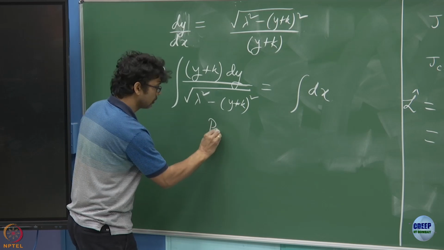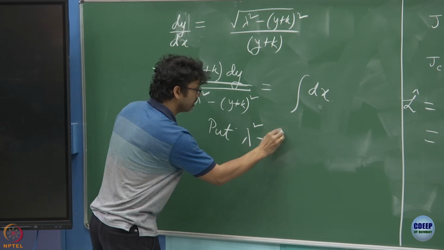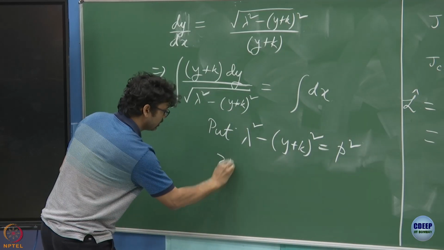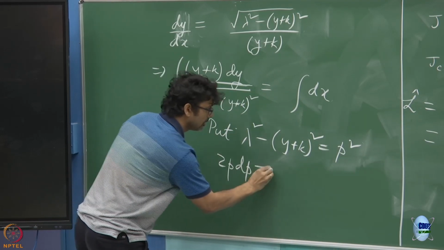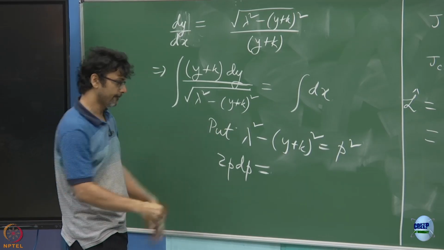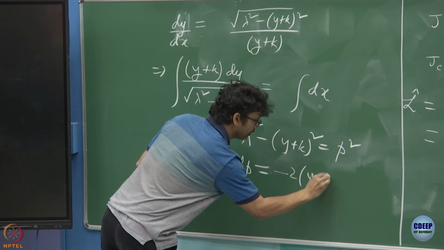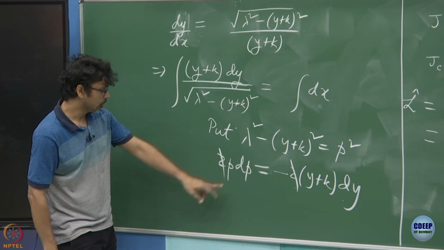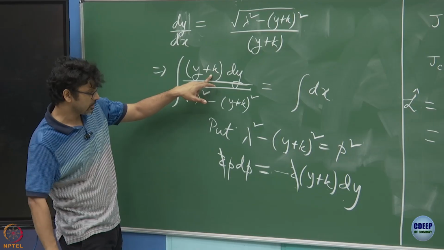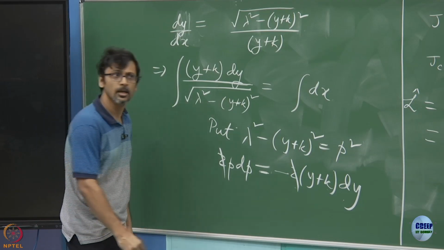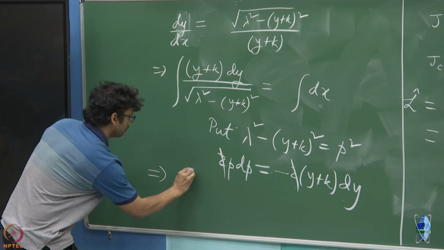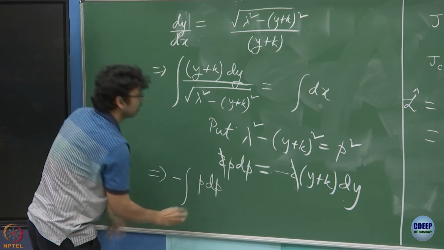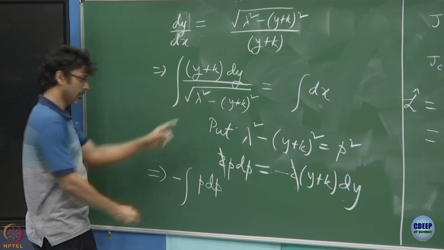So put lambda squared minus (y plus k) whole squared is equal to p squared, so that 2p dp is equal to minus 2(y plus k) dy. The 2 goes chop chop. So you are left with whatever is on the denominator is just minus p dp. So you have integration of minus p dp, and what's here? Just p.